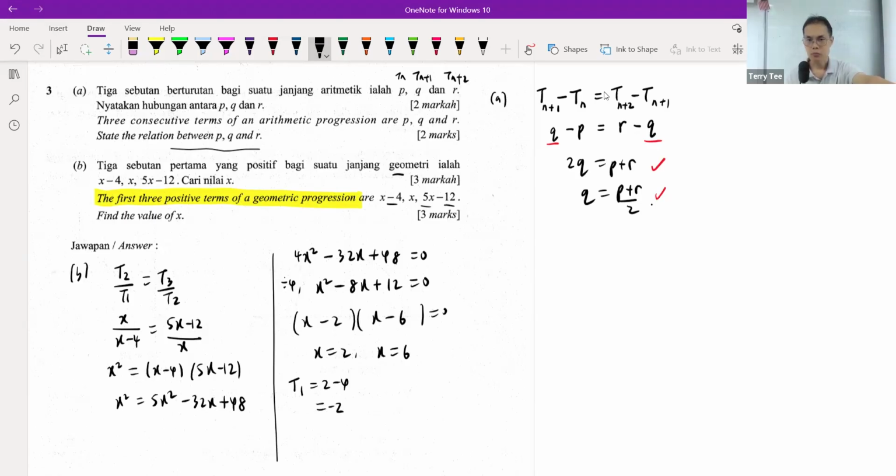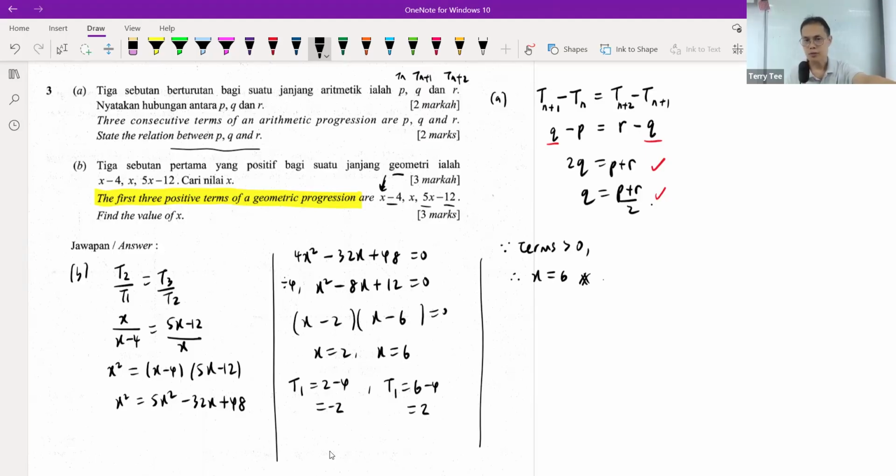You get negative 2. We know we have to reject. You can't get negative, right? And for the second one, your T1 is 6 minus 4, which is 2. So since all the terms are more than 0, positive, therefore there is only one answer for x. X is just 6. If you put 2 inside, you get negative. If you put 6 inside, you get positive.